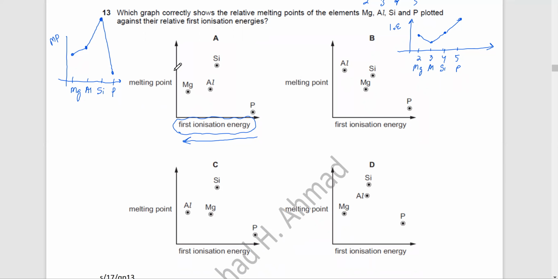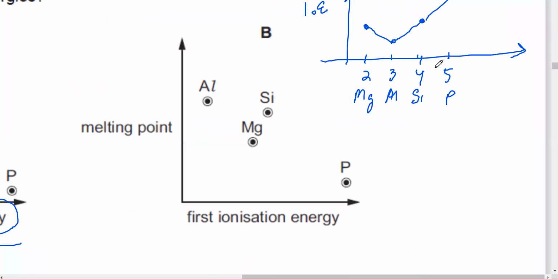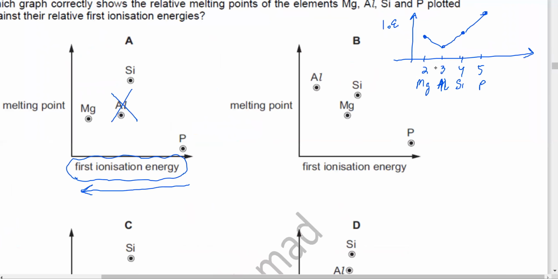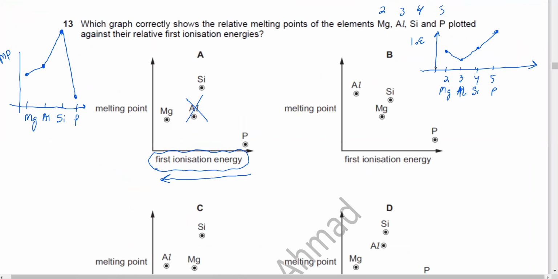So, ignore the upward direction, focus on this direction. So this is incorrectly plotted. Aluminium over here, the ionization energy of aluminium, in group 3, it should have been the lowest. Okay, this is aluminium. So it should have been the lowest, which it isn't. This graph looks fine.